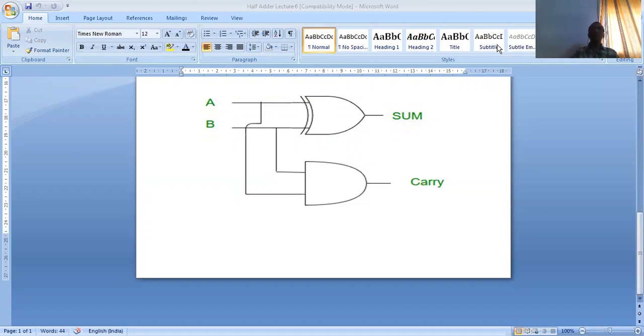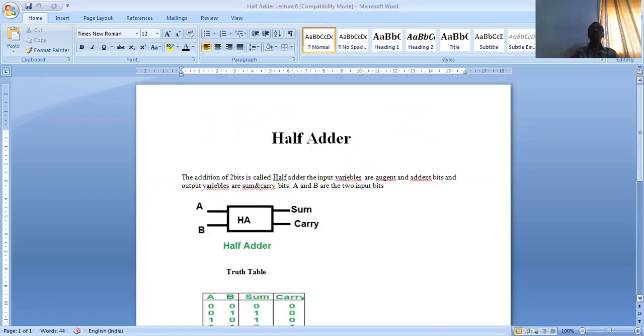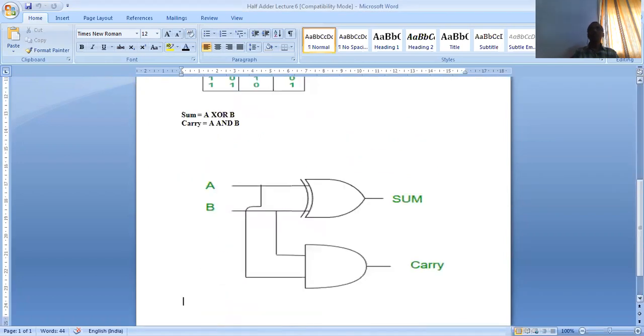So, before starting today's lecture, we have to revise the previous lecture. Otherwise, you can't understand the working of half adder, which we are going to see today.